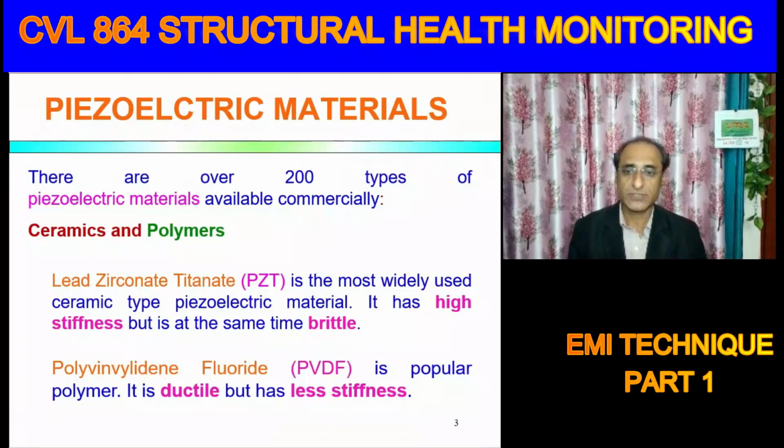Among the polymers, polyvinylidene fluoride is very popular. It's ductile, but it has less stiffness. So PVDF is suitable as a sensor, but it's not suitable as an actuator. Now in the EMI technique, we need a piezo material that is good for both sensing and actuation. That's why we use ceramics, and typically lead zirconate titanate is very good for the EMI technique.